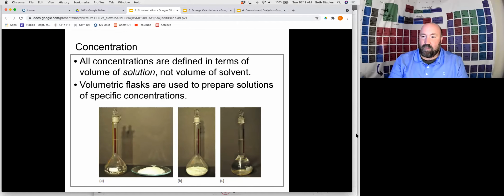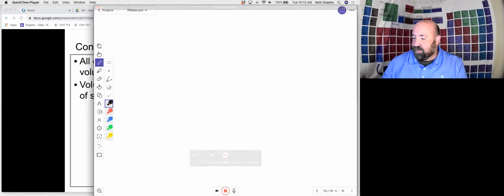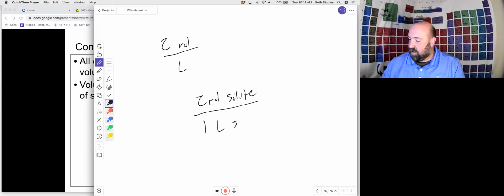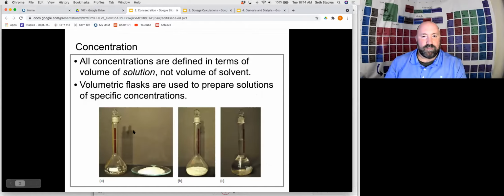And so for instance, and again, we're going to look at some other examples of this as we go on, if we have something that is a 2 molar solution, so 2 moles per liter, then this is 2 moles of our solute over 1 liter of the entire solution. And that entire solution, remember, is our solute plus our solvent, the whole entire thing. So we have to keep that in mind as we're working through this.